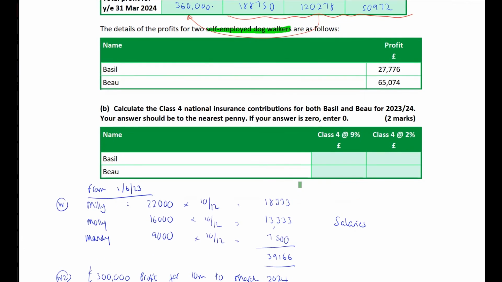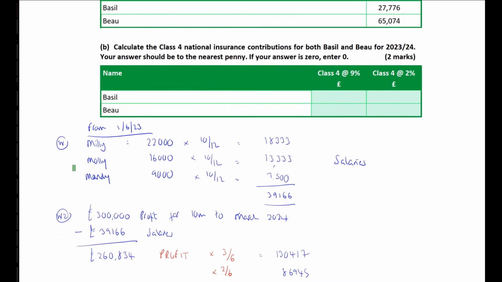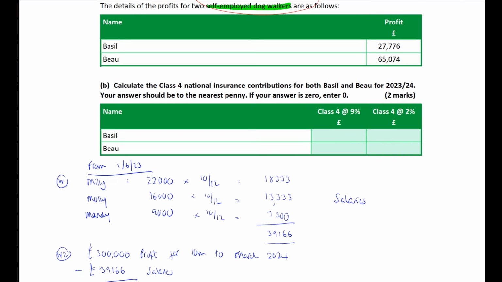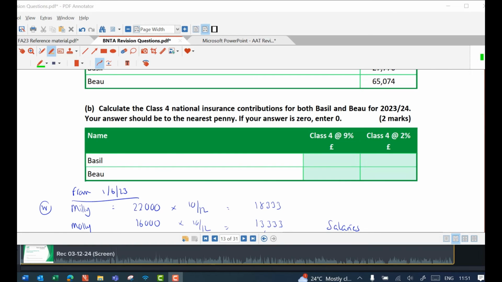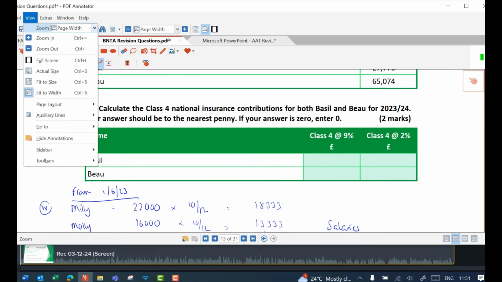Calculate the Class 4 National Insurance contributions for both Basil and Bo for 23-24, answers to the nearest penny. If our answer is 0, then we enter a 0. So in order to be able to do this part of the question, I'm going to suggest that we're going to need our reference material. So we might want to get that out and have that with us in the exam. Of course, it's available to you through pop-up windows. So my reference material is just here. Let's just get back to it.